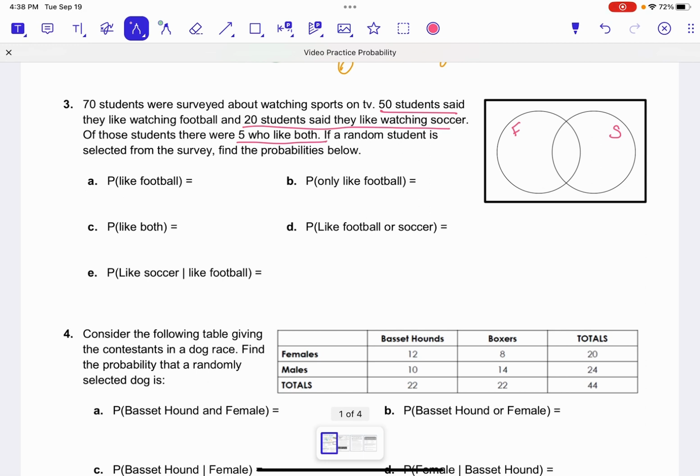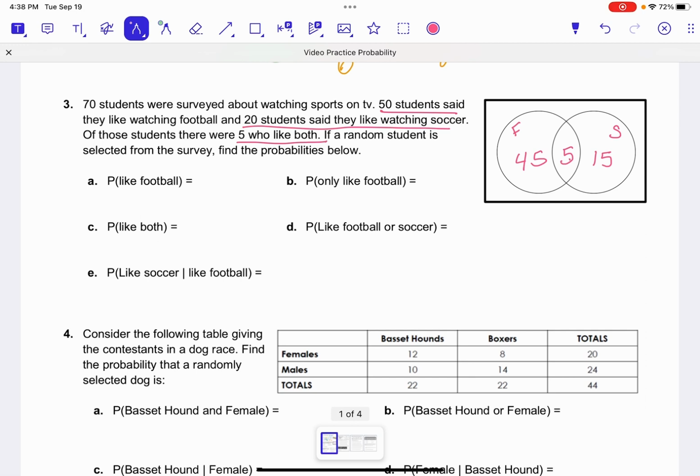So Venn diagrams, we like to start in the middle. So we got 5 in the combo of both. If 20 liked watching soccer and 5 are in the overlap, that leaves 15 over here who only like watching soccer. Same idea with football. If there are 50 students who like watching football and 5 are in the overlap, 50 minus 5 would leave 45.